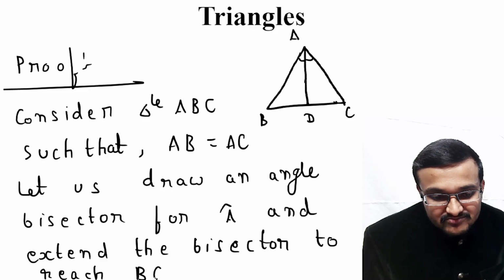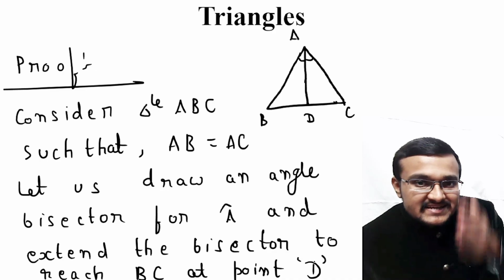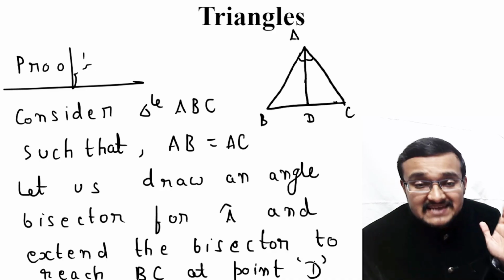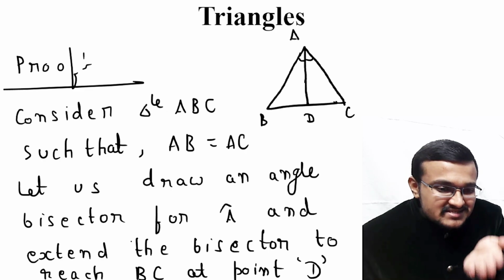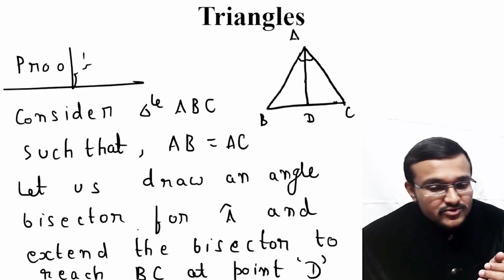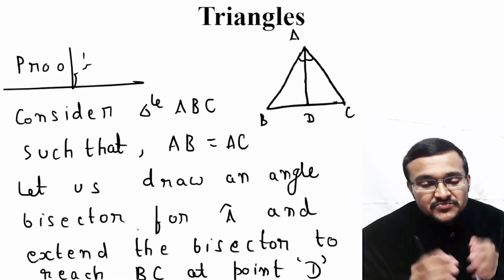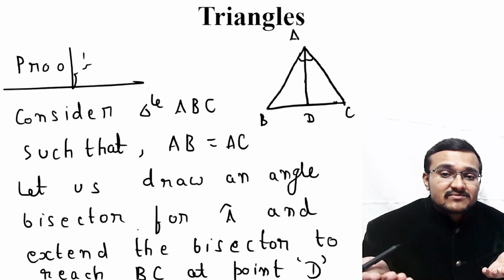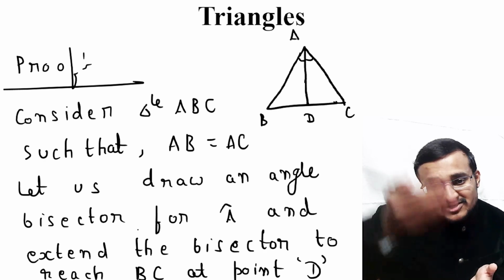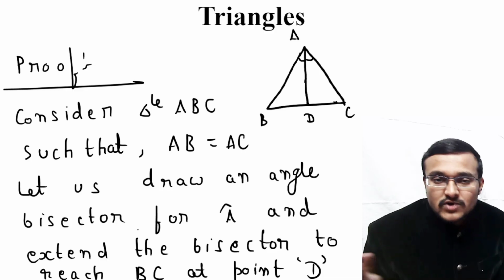To reach BC at point D. So now we have this AD straight line which is acting as angle bisector for this angle A. So these statements you can write on your own. You need not follow the exact statements I am writing here. You can write on your own that we are considering an angle bisector AD which has been drawn from A to D in such a way that angle A is divided into two halves.